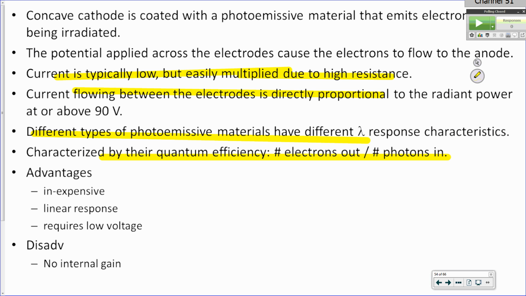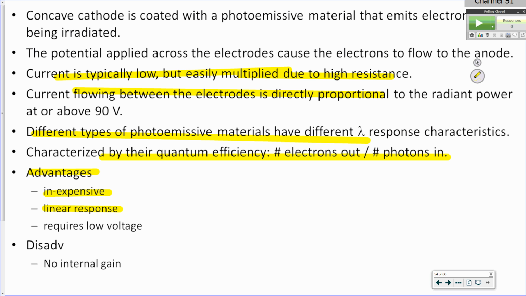Ideally, we'd like to have a detector where every photon comes in, it kicks an electron out. At best, those detectors that you have are quantum efficiency of about 0.2, 0.3. So they're capturing, yeah, something like that. So they're not ideal, but they're cheap. So if you want to think of why do we use these things, they're cheap.